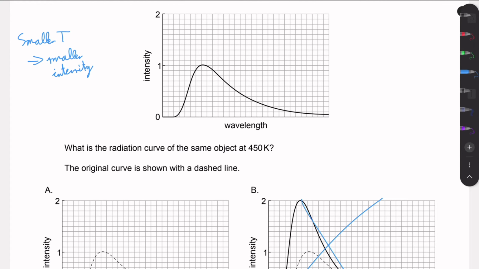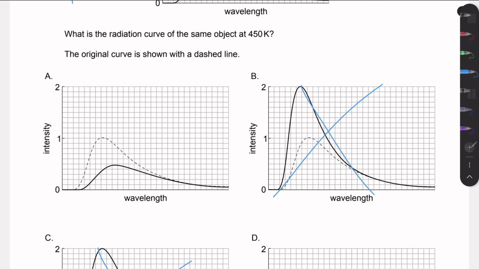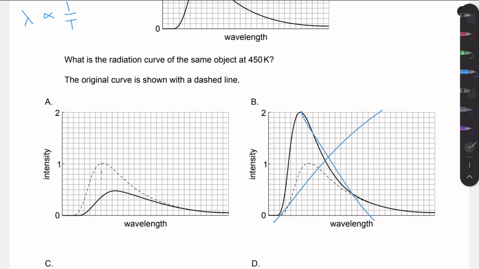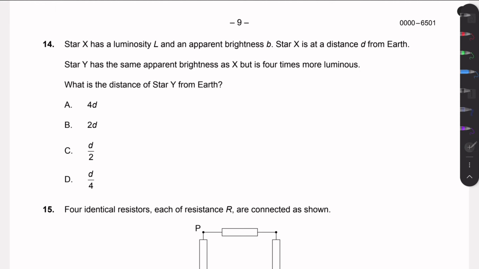And then we also know from Wien's law that lambda is proportional to 1 over T. So this is the maximum wavelength, or the wavelength of the highest intensity, so to say. Then we see that we decrease the temperature, so the peak wavelength should increase. So this was the peak wavelength before, but now this peak wavelength has increased as we have decreased the temperature. So it's A.